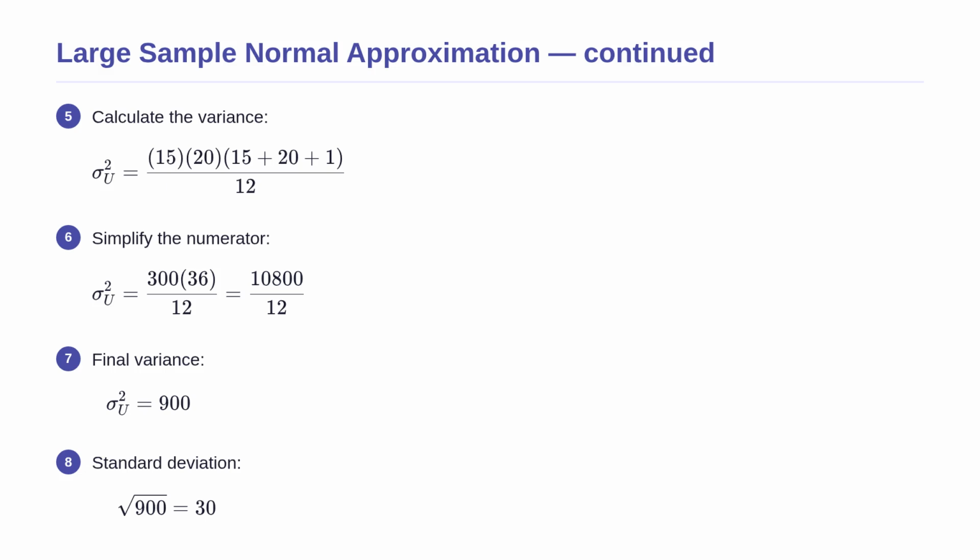Our observed U of 210 is higher than the expected 150. But is it statistically significant? To find out, we calculate the variance. We substitute our sample sizes into the variance formula. The product of the sample sizes is 300 and the sum of the sample sizes plus 1 is 36. Multiplying these gives 10,800. Dividing by the constant 12 gives a final variance of 900. To find the standard deviation for our z-score, we simply take the square root of 900, which is 30.